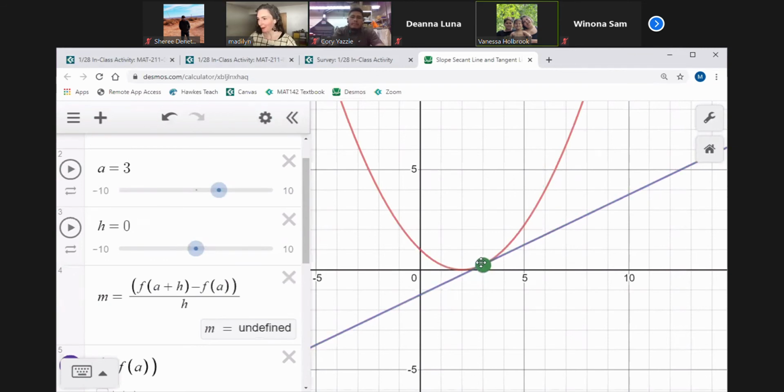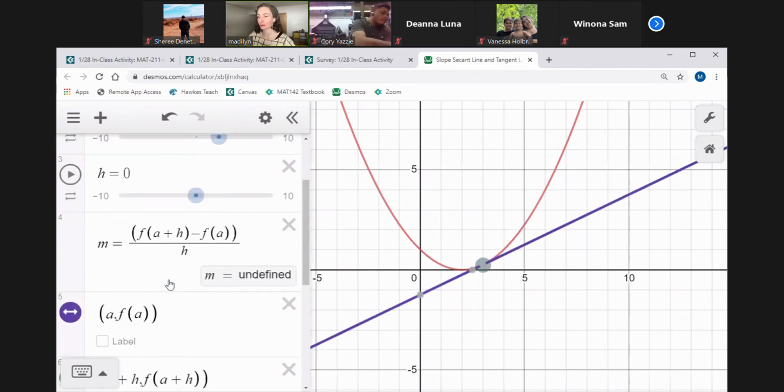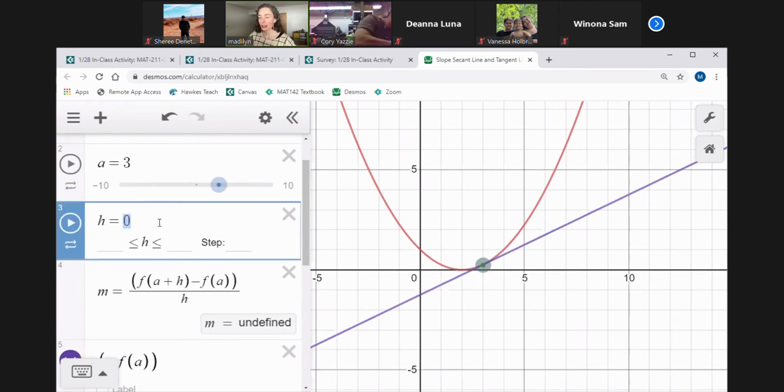Zero, but it's undefined. Yes, so when h is 0, there we go, I got it on there. When h is 0, the secant line is exactly where the tangent line is. So that's basically saying when we were doing our average rate of change, if we're going from a to a plus h, there's some distance in between them. But if they're the exact same point, then we're not adding anything. So h is just 0.